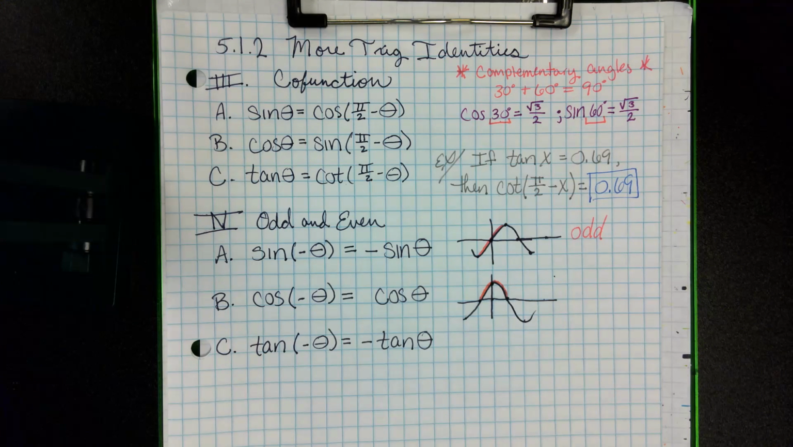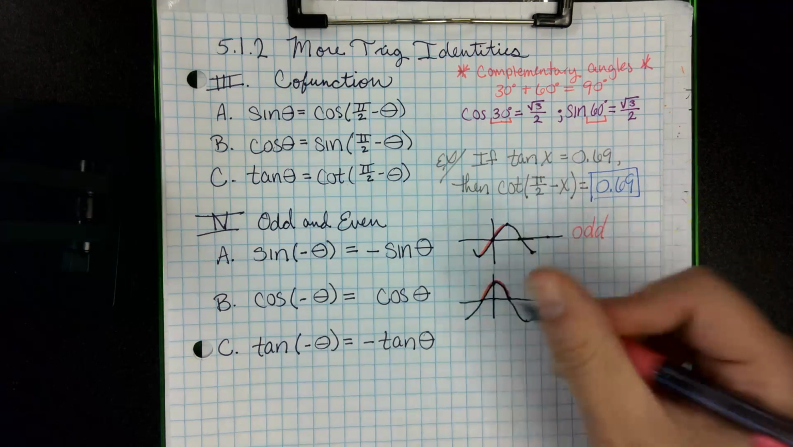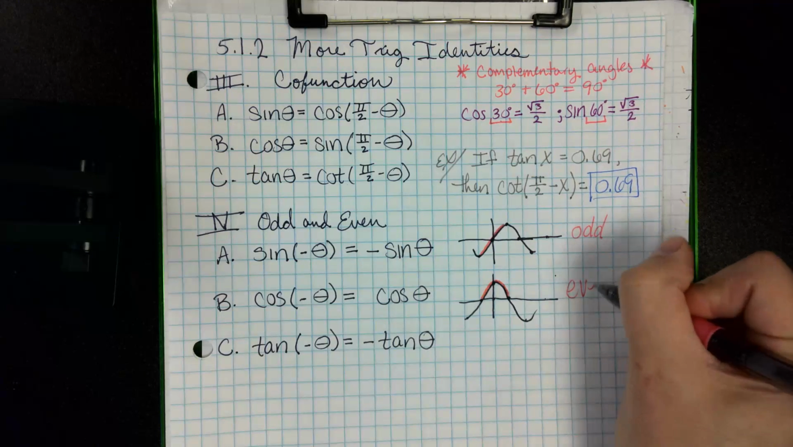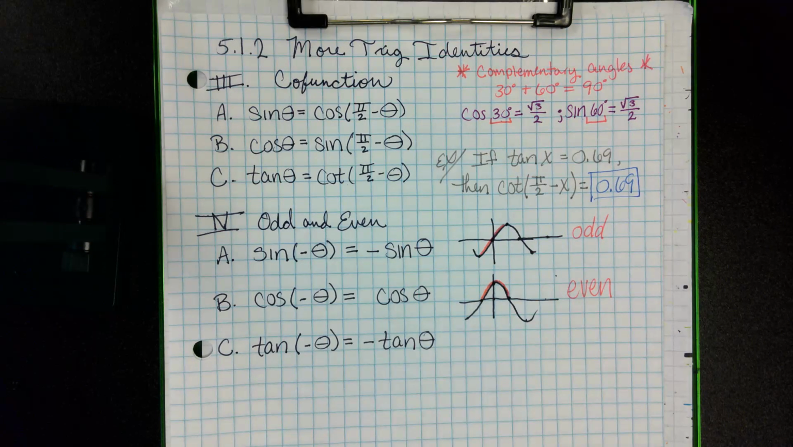Is that symmetric about the y-axis? Do the left and the right look the same? Yeah, that's symmetric. So this is even. It looks like an upside down parabola a little bit, right? Because the left and the right side match. It's symmetric about the y-axis, so it's an even function.